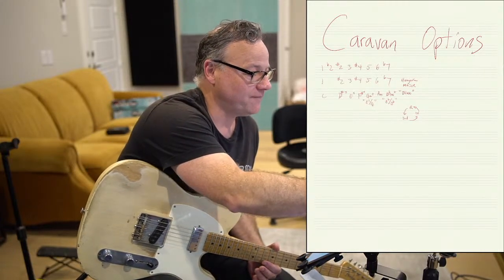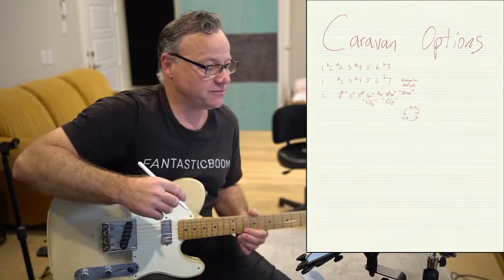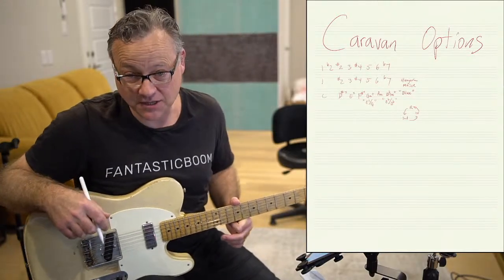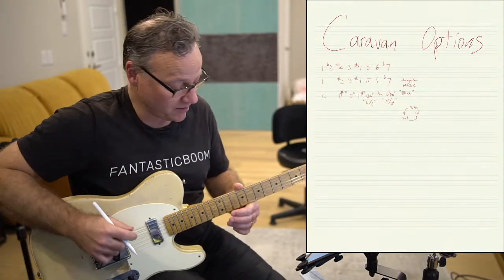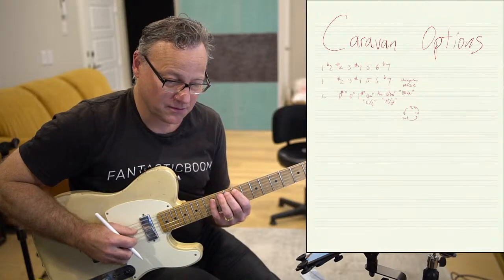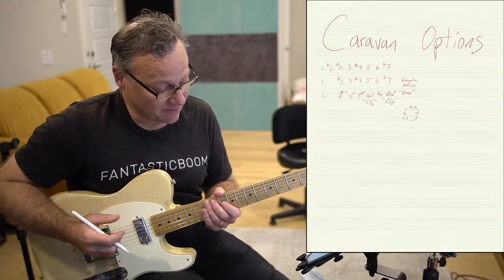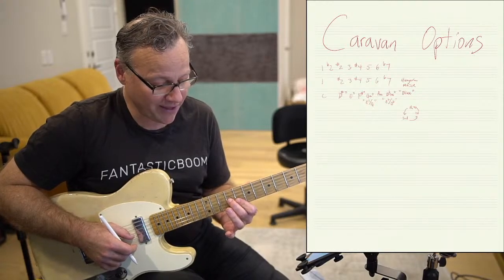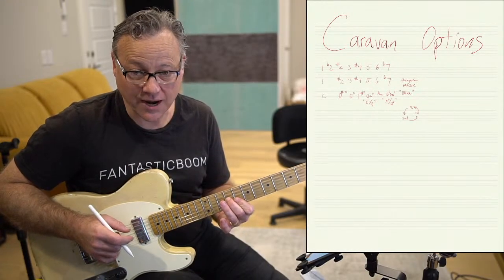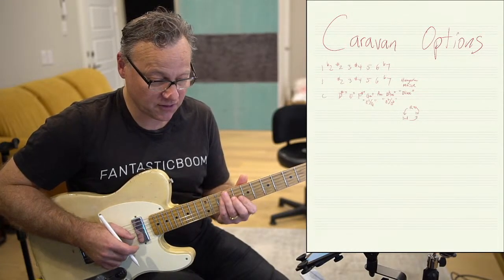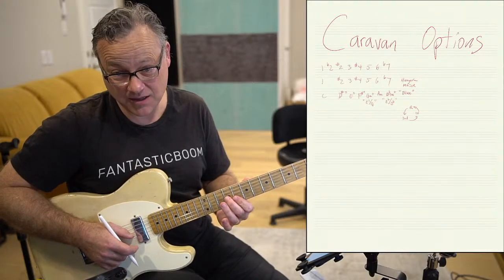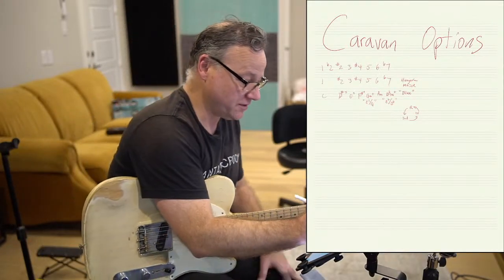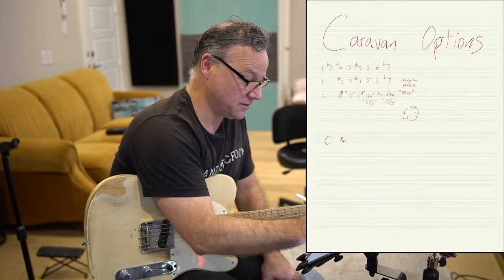All right, so let's look at another option. Another subset of the diminished scale, or the half whole diminished, that I really like is something called the tritone scale, right? Which is when you have two triads a tritone apart. You can think of it as a hexatonic scale, in 6 notes. So you have C and F sharp.